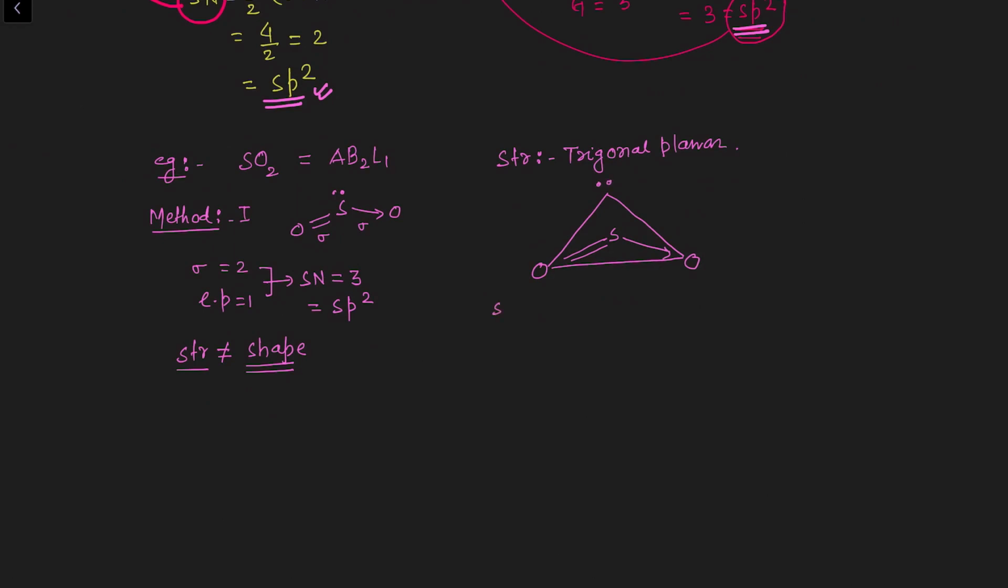If you want to get an idea about the shape of the molecule, what will you do? Hide this lone pair part. Once you hide it, only this shape will be visible, which is what? Bent shape, or V shape, or angular shape. So method number 1 is giving you all the information: hybridization, structure, shape, complete information about the geometry.